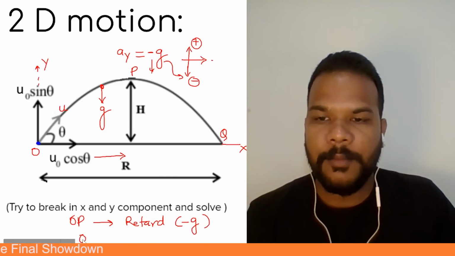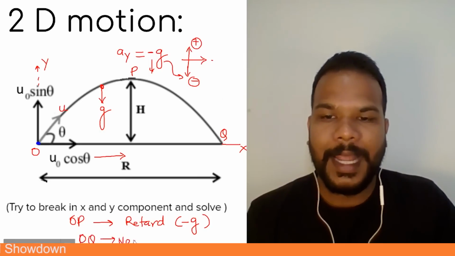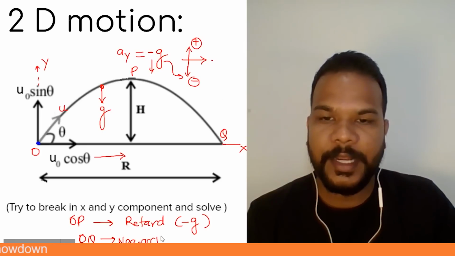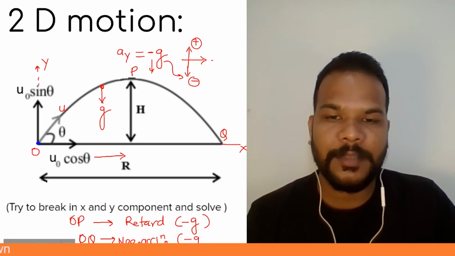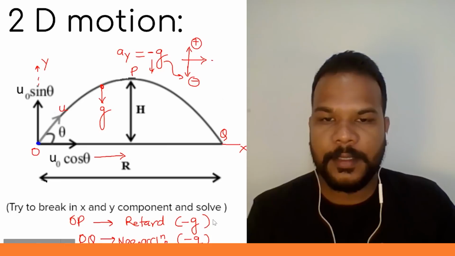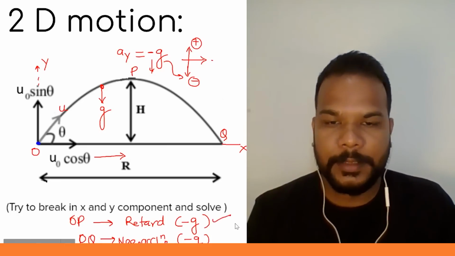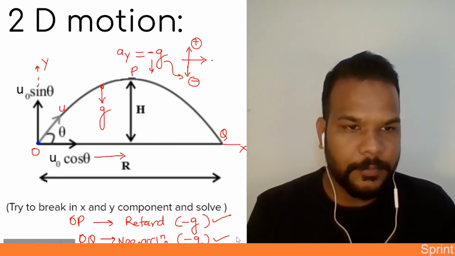When the body comes from P to Q, the body will accelerate, but accelerate in the negative direction. So negative acceleration will happen. So that is why we'll use it as minus g. Okay, guys, remember the speed in the first case OP will decrease, and the speed in the second case PQ will increase.